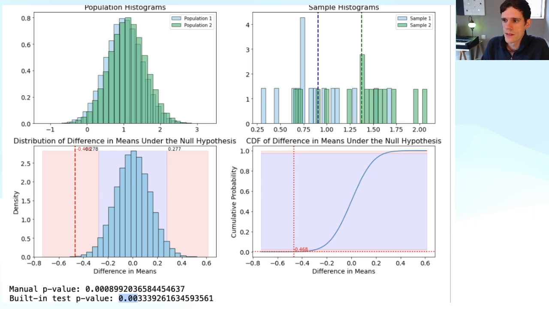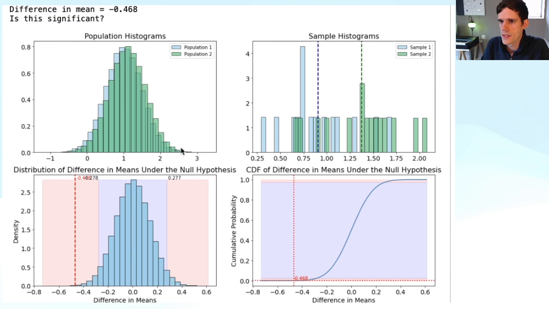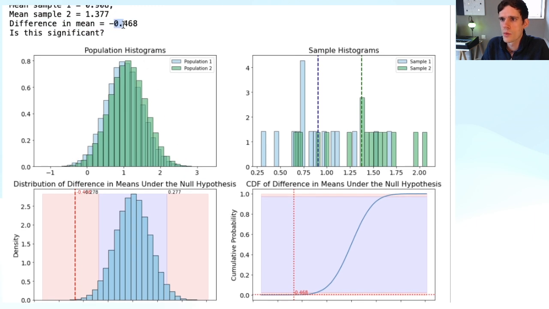So why is it that in this case we do get a p-value that allows us to reject the null hypothesis? Well, let's look at the actual difference of our sample statistics. In this case, we got a difference of minus 0.468. Now remember, the population difference was only 0.1. So we have a sample difference in means that is almost 5 times as large as the difference in the underlying populations. And therefore we can say that we have a very unrepresentative sample of our populations.